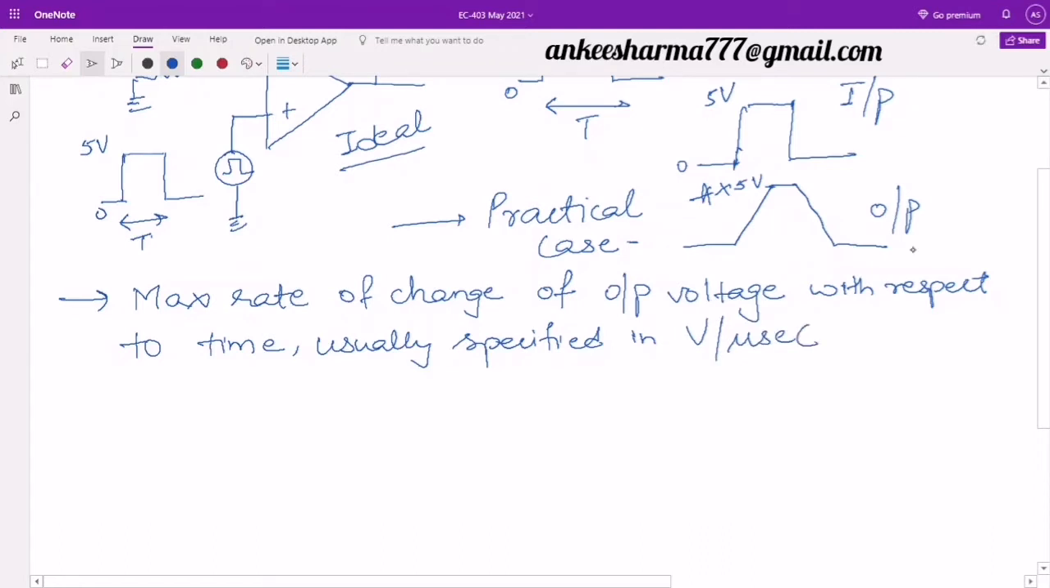Now why volts per microsecond? Definitely maximum rate of change of output voltage means the output voltage, if I assume delta V naught, there will be a change in the output voltage because it has changed from 0 to 5 volts. So this change of 5 volt, that is in the amplitude, divided by the time taken to change from here to here, 0 to 5, how much time it is taking, this is the time. So this is my small delta t, for example. So this delta V naught by delta t is nothing but my slew rate. And now this delta t is very small. These are in microseconds. We consider it in microseconds. That's why we usually use the notation volts per microsecond, right?